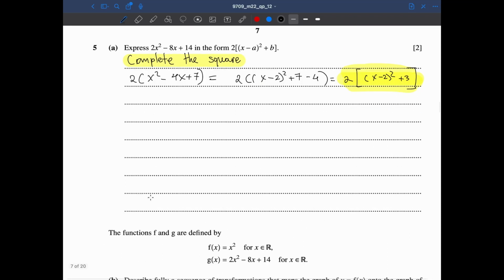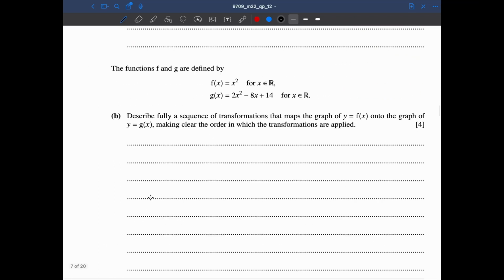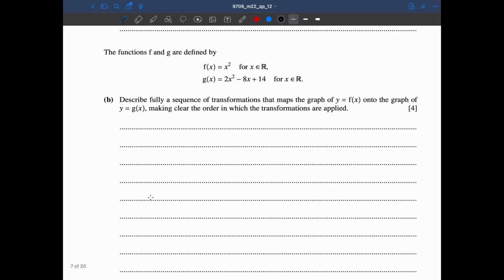So now we move to the B part. The functions f and g are defined by this and that. Describe fully a sequence of transformations that map the graph of y equals f of x onto the graph of y equals g of x, making clear the order in which transformations are applied. So usually the order, I guess the order doesn't really matter. You just have to say number 1 and number 2, and that's it. In some cases, the order matters.